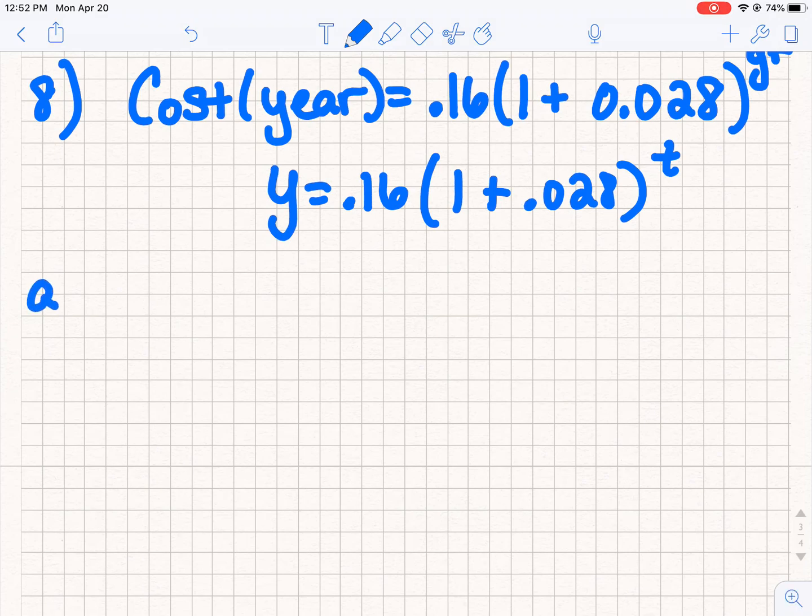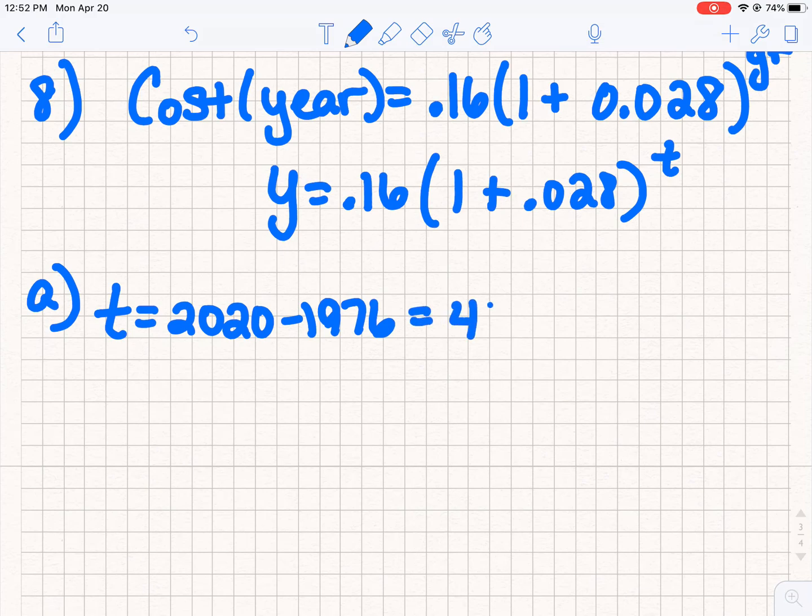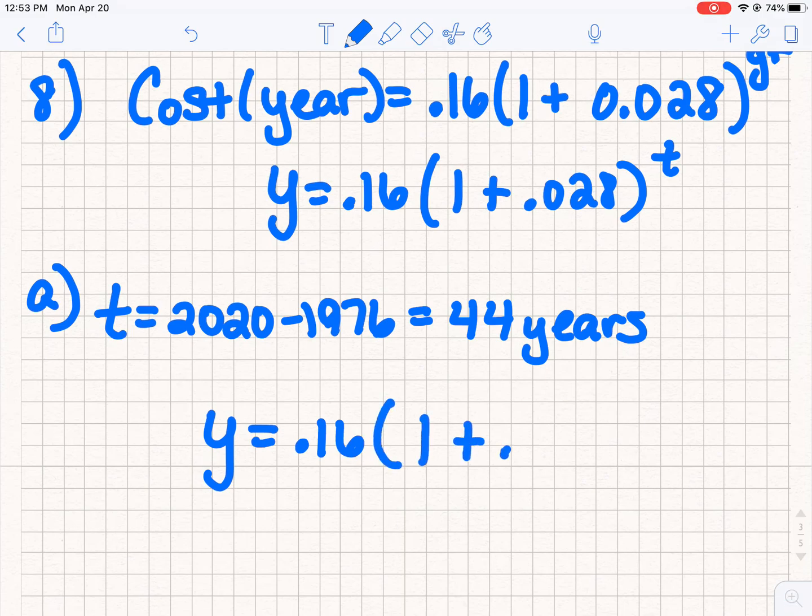In the first part, it asked you, what does the model predict the cost of a stamp will be in 2020? You don't use 2020 as the time. You need to know the difference from when this model started to now. This model started in 1976. So to figure out the time, you have to do 2020 minus 1976. When you do that, you get 44 years. That's your time. So then you go y equals 0.16(1 plus 0.028) to the 44th power, which you use your calculator and you solve it.